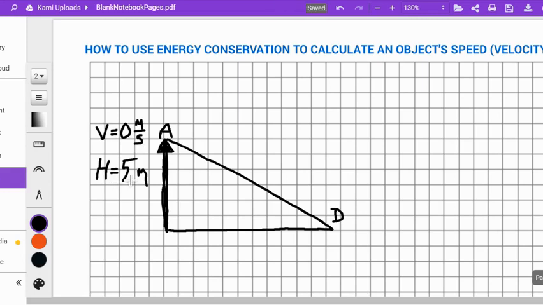Those are important pieces of information. The height is going to tell us about potential energy at A, and the velocity will tell us about kinetic energy at A. At the bottom of the track, the height looks like it would be 0 meters. We're going to use the ground as a reference level, which is pretty typical. The velocity at D, how fast the object is moving, I'm just going to put V equals a question mark, because that's what we want to know. I'm going to circle this. The goal of what I'm about to show you is how you can find that value of the velocity.